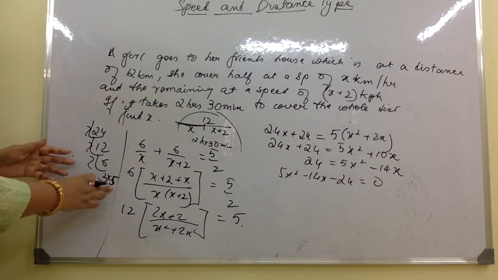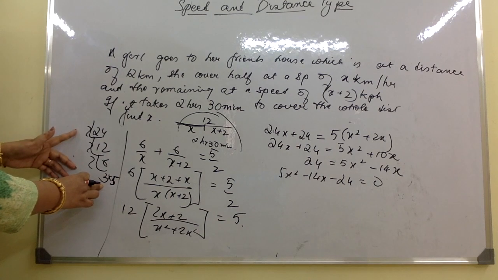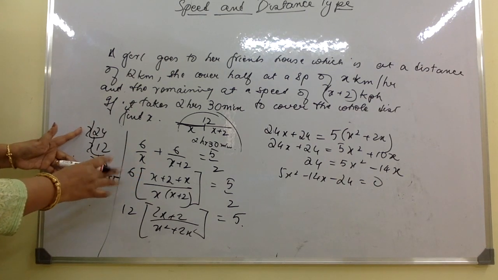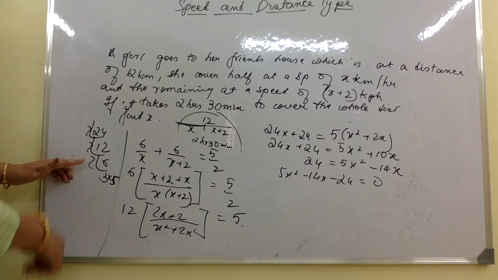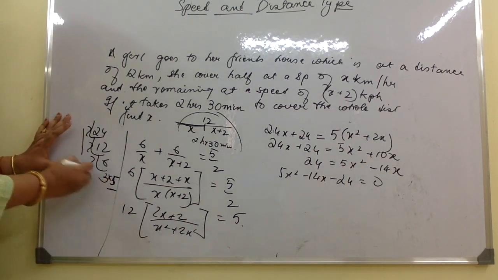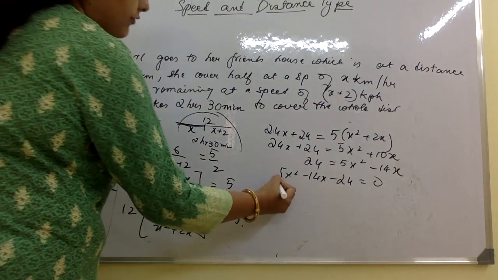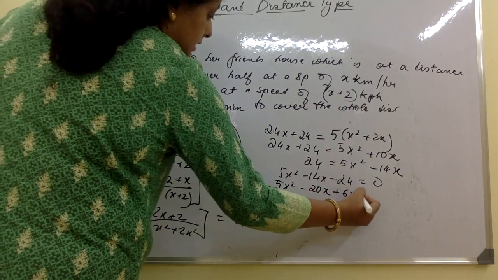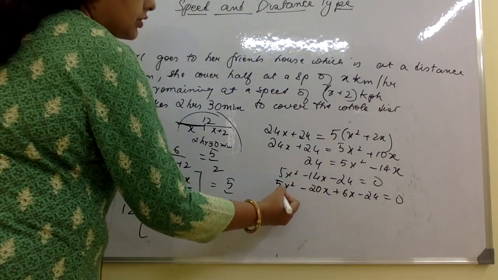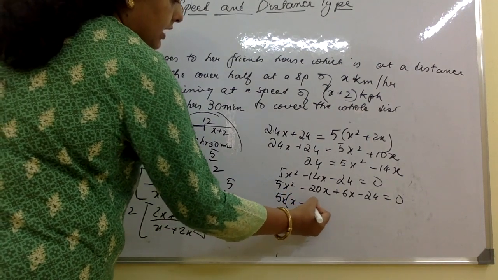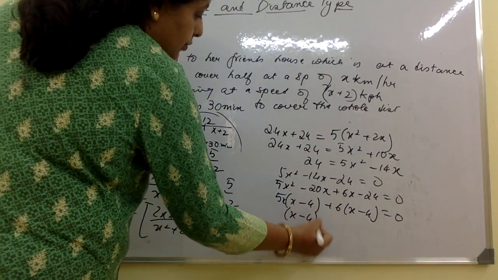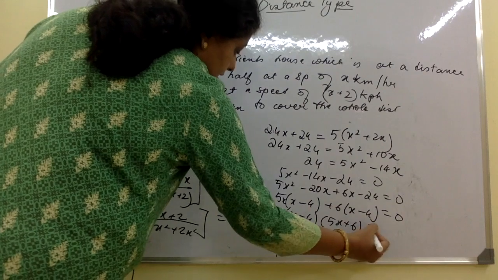So here I have 30 and an 8, not working. This is 15, 30 and a 4, no. I have 8 and a 15, no. I have 20 and a 6. Okay, I can see this is making a 20 and a 6. So 5x square minus 20x plus 6x minus 24 is equal to 0. So 5x into x minus 4 plus 6 into x minus 4 is equal to 0. X minus 4 into 5x plus 6 is equal to 0.